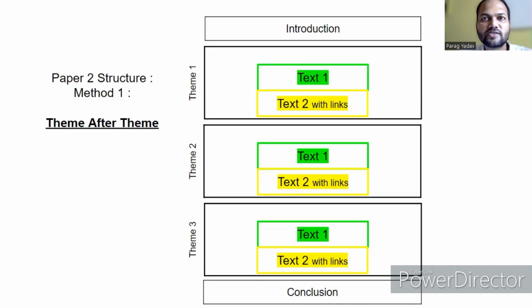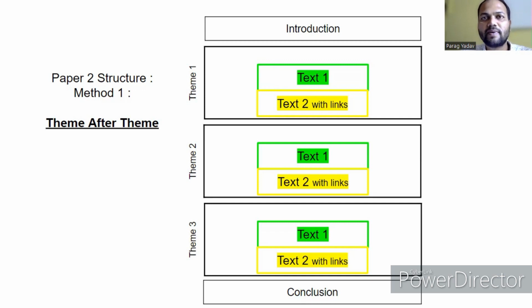In front of you is the entire structure for paper 2 according to theme after theme. At the top, you see the introduction, and at the bottom, you see the conclusion. What lies in between are three rectangular blocks. Each block represents three themes, as you see, written adjacent to the blocks: theme 1, theme 2, and theme 3. In this method, we write one theme at a time.